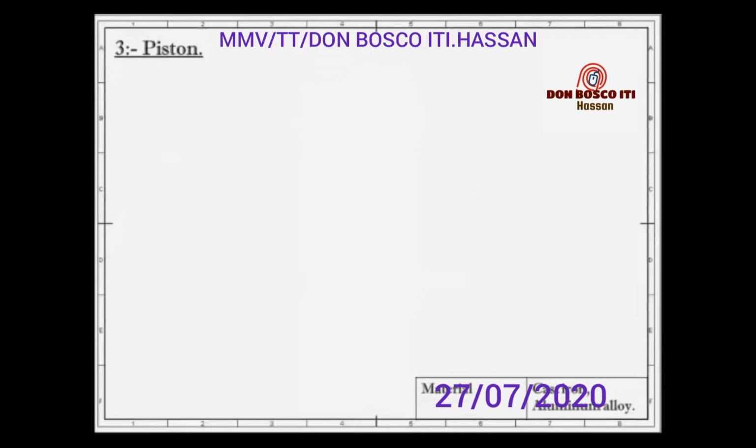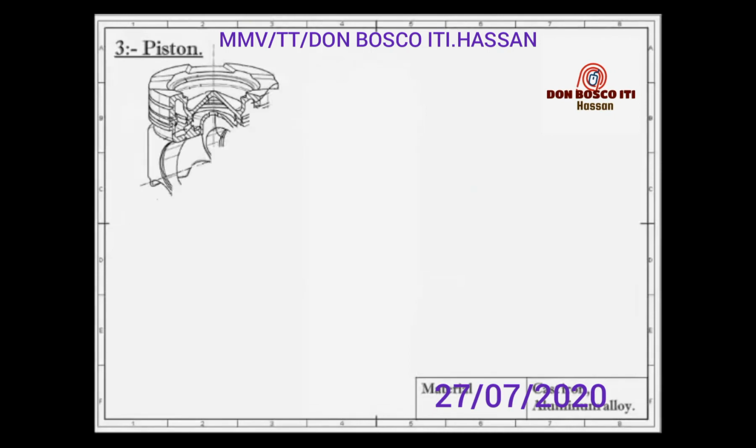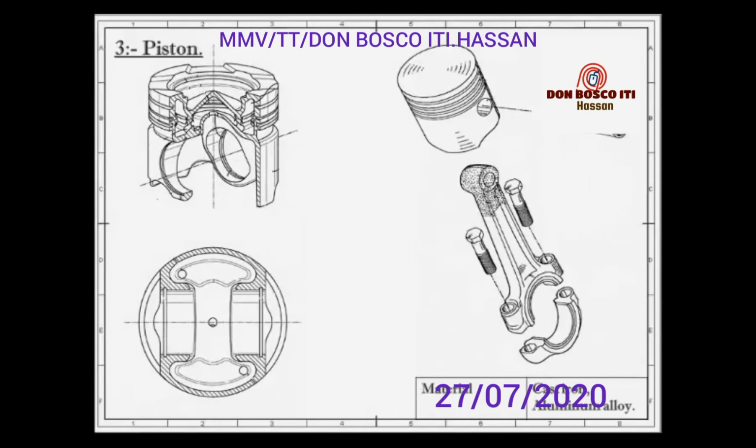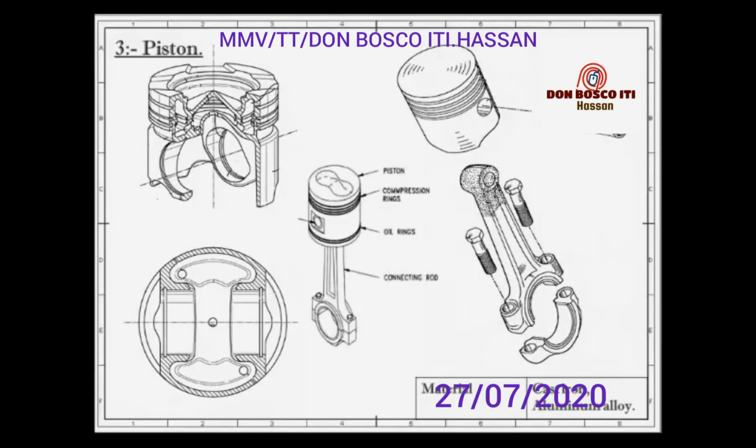The next component is the piston. It is considered the heart of an IC engine, whose main function is to transmit the force exerted by the burning of charge to the connecting rod. A piston is fitted to each cylinder as a face to receive gas pressure and transmit the thrust to the connecting rod. It is the prime mover in the engine.